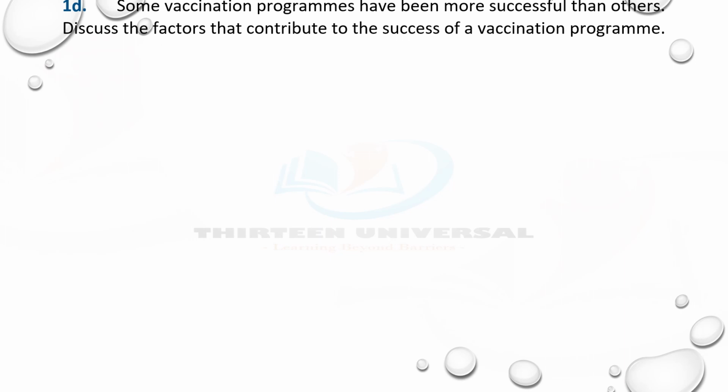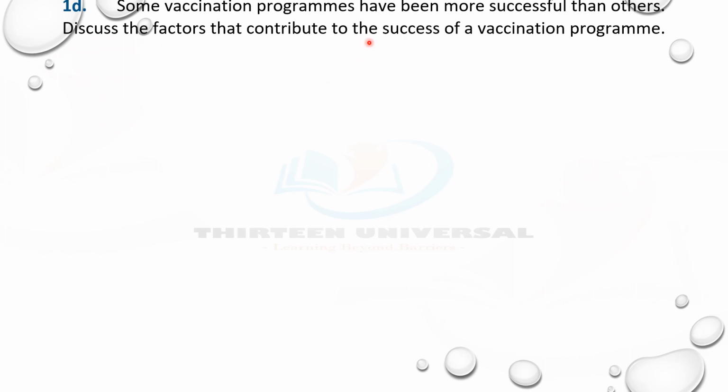Number one, I think one of the factors is that for vaccination to be successful, the vaccine is thermostable, it's not destroyed because of temperature, or the pathogen does not mutate. If the pathogen mutates, it's going to create a new antigen, and that will require another vaccine to be made in order to provide immunity.